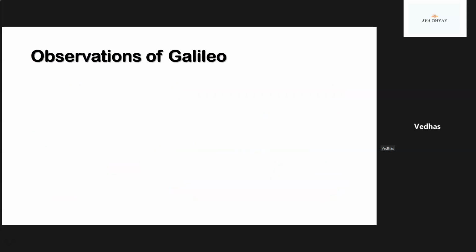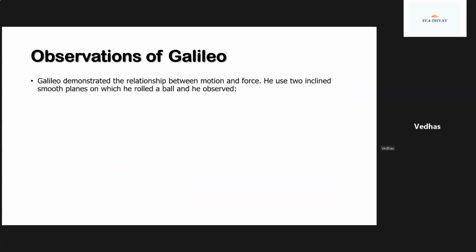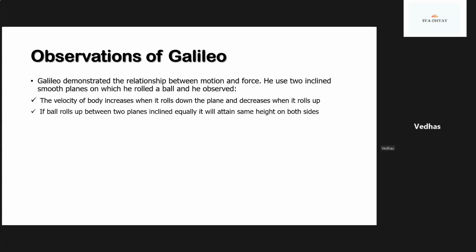Now let's take a look at observations of Galileo. Galileo demonstrated the relationship between motion and force. He used two inclined smooth planes on which he rolled a ball and he observed the following. The velocity of ball increases when it rolls down the plane and decreases when it rolls up. If ball rolls up between two planes inclined equally, it will attain same height on both sides. When the surface of second plane is rough, the ball would cover less distance.